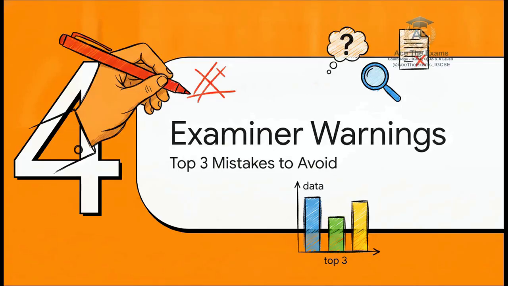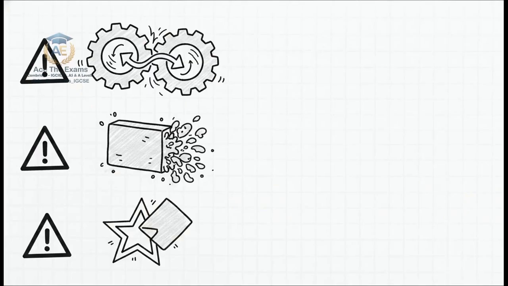Section 4. Top 3 examiner warnings. So what actually makes an examiner reach for the red pen? Let's step into their shoes for a second. These are the top 3 fatal mistakes pulled directly from the principal examiner reports. First, confusing cause and effect. Students sometimes build a system where the logic is entirely backward, like triggering an event before the data is even validated. Second, forgetting to check boundary conditions and edge cases.